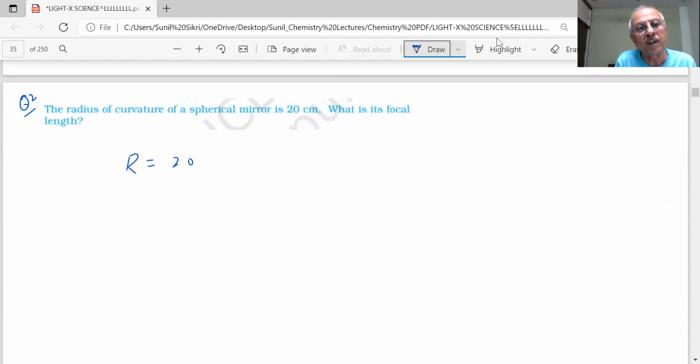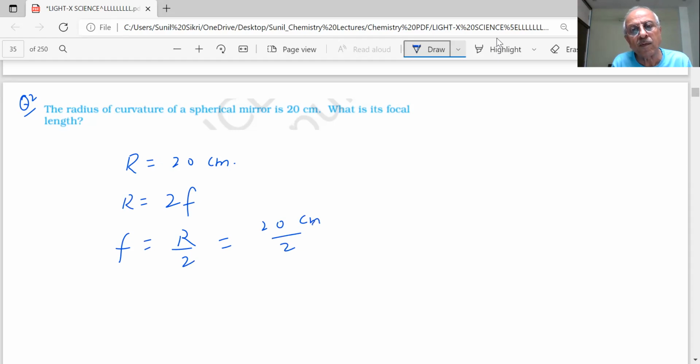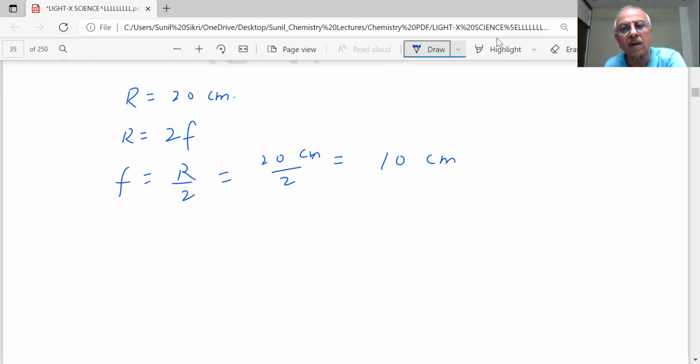R is 20 centimeter. What is the radius of curvature of a spherical mirror, student? We have told you two mirrors, concave and convex. What is the relationship between radius of curvature and focal length? R is equal to 2F. And then what is F? F is R by 2. So what will be the answer? 20 centimeter by 2. What will you get, student? 10 centimeters. Very simple question. So the focal length of the spherical mirror will be 10 centimeters. No problem here. All right.